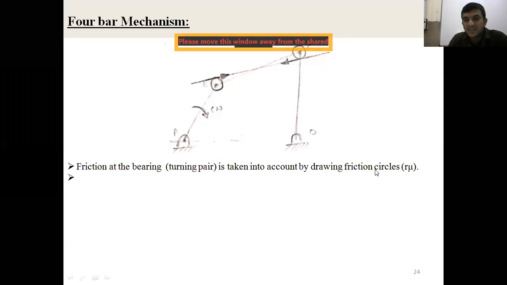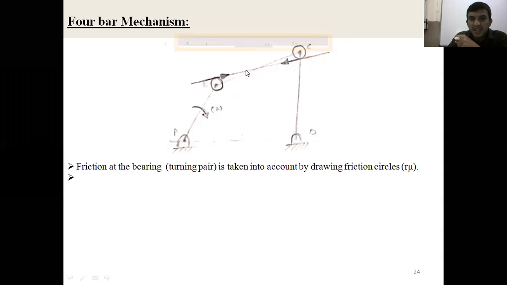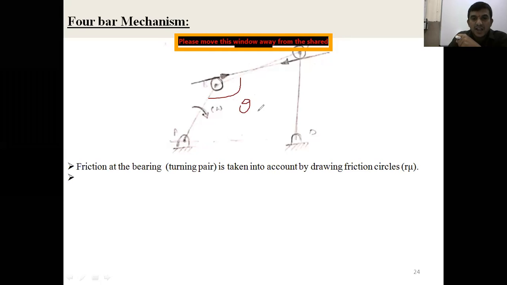The friction circle, the radius of the friction circle is r into mu. What is r? R stands for the radius of the joint, in a turning pair, the radius of the joint. And mu is the coefficient of friction between the joints. If you take that, then you draw the friction circle here on both sides, and then if you move like this, means one goes upward, another moves downward, this angle ABC increases. At the same time, this angle called alpha decreases.